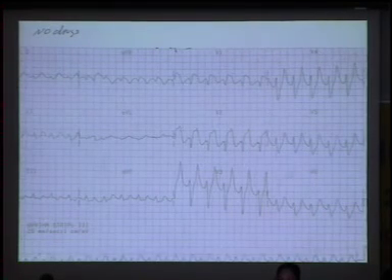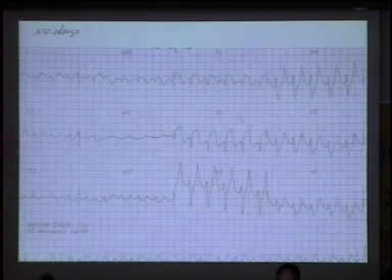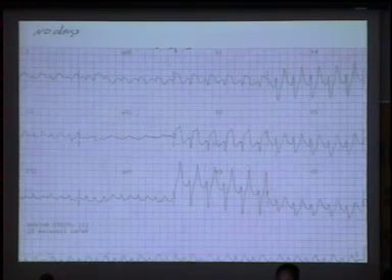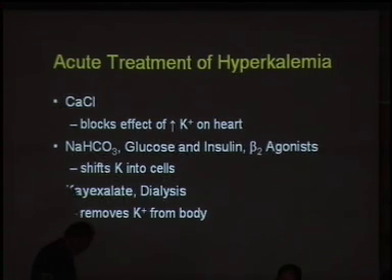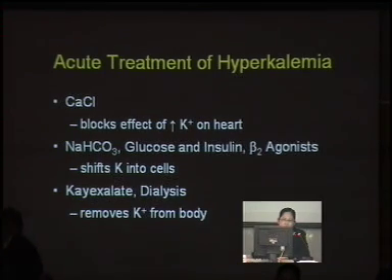With this EKG change, you see widening of the QRS complex here. Then you have to act quickly. Treatment: you have to give calcium to block the effect of potassium on the heart because you don't want the patient to have cardiac arrest. And so that would be number one when you see that EKG.